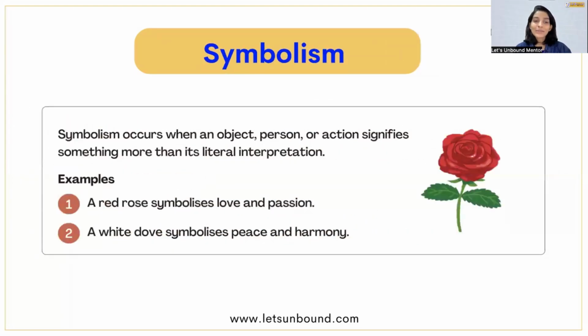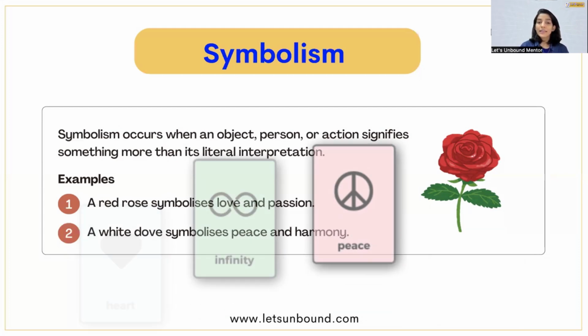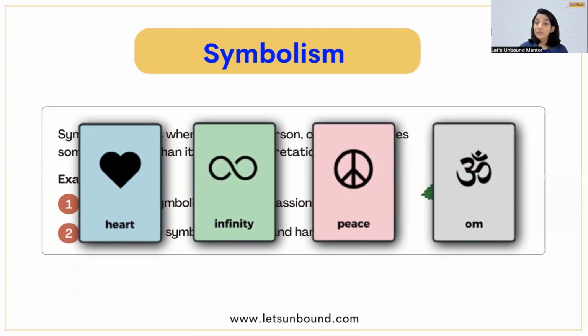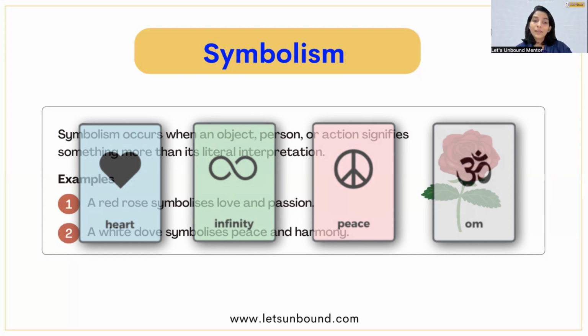Okay, next comes symbolism. Symbolism is a literary device where an object, a person, or situation represents something beyond its literal meaning, often conveying deeper, more abstract ideas or themes. So, symbols can evoke emotional responses and add layers of meaning to a text. Let's look at the examples here.